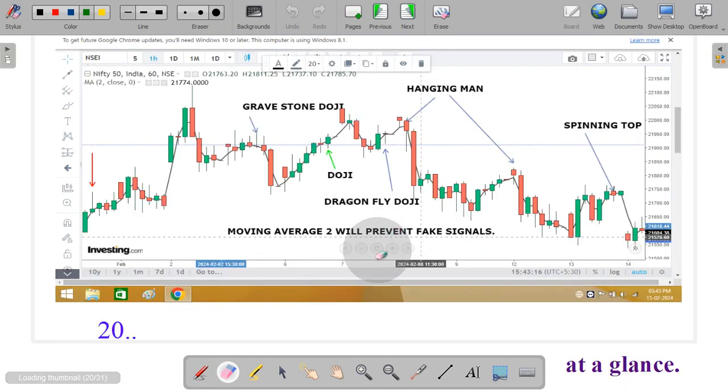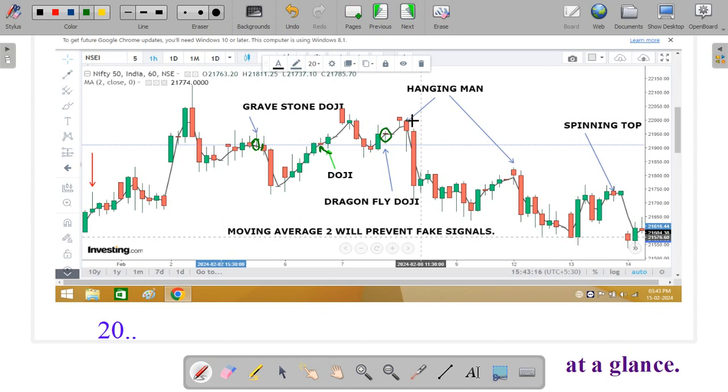Now friends, here is all that we have discussed, which I have shown here. If you see, this is a doji. This is a gravestone doji. No, this is a spinning top. Where is the gravestone? This is a gravestone doji here, and this is a doji here.